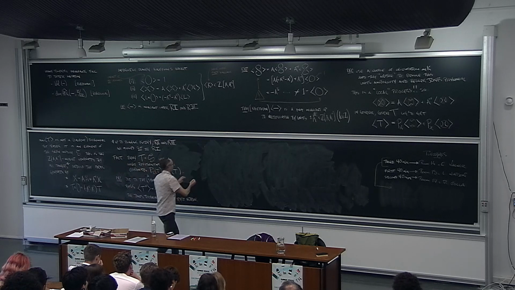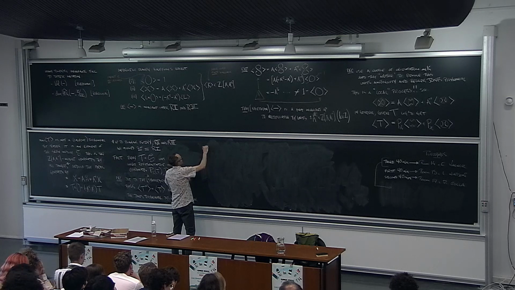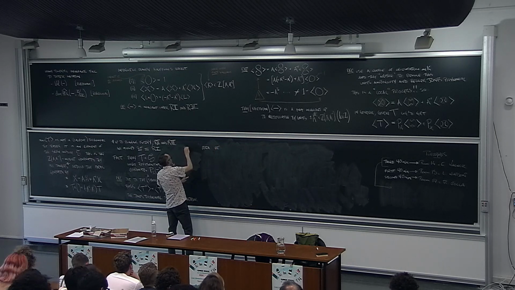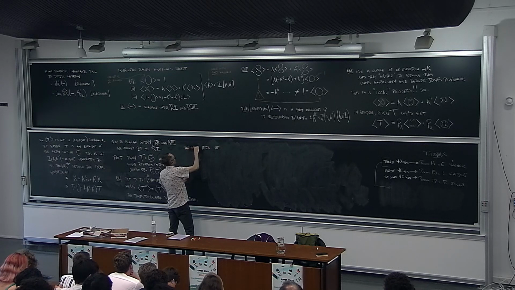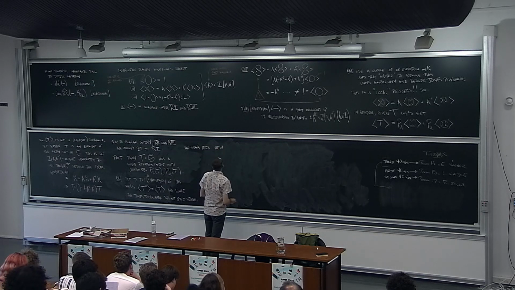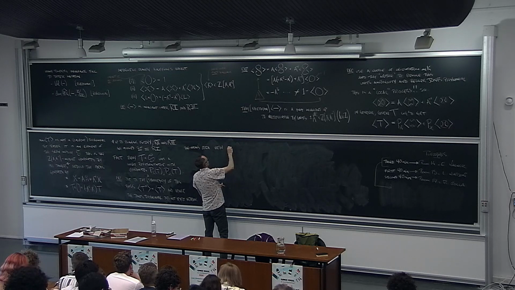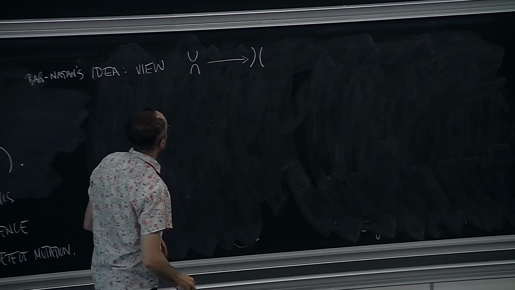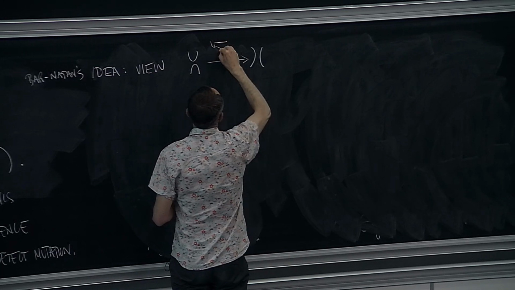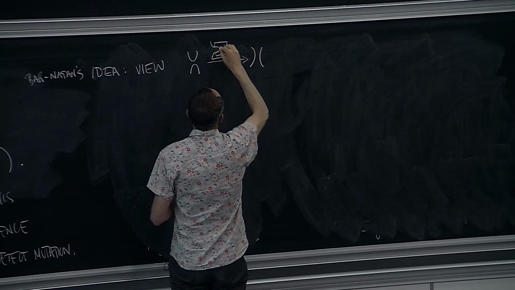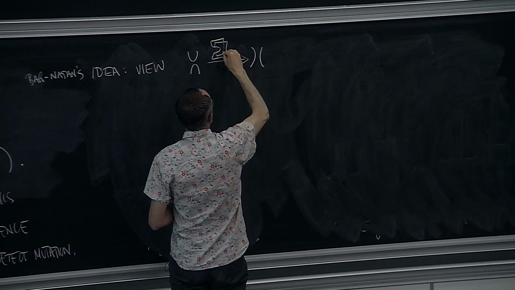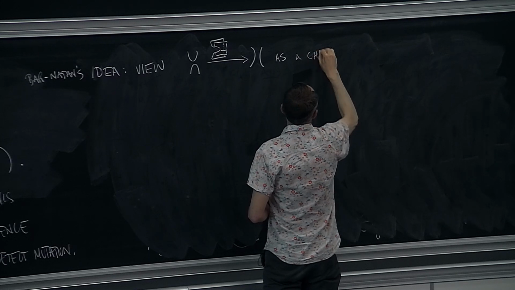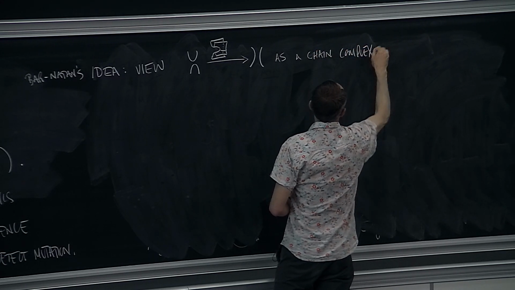Okay, so the idea that I want to promote, maybe I should say Bar-Natan's idea, is to view this data, so this crossing resolved one way and the next, together with the saddle, which moves you between these two crossings in time, as a chain complex.